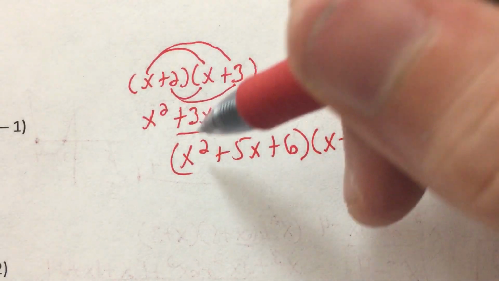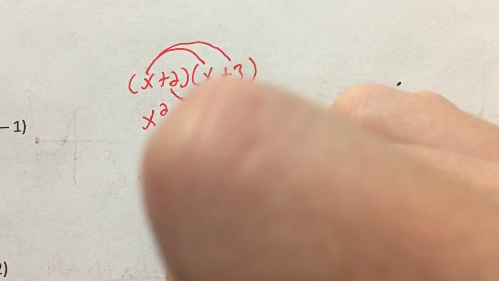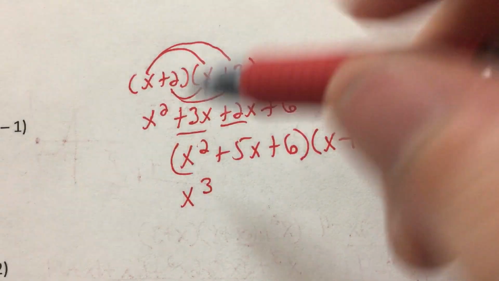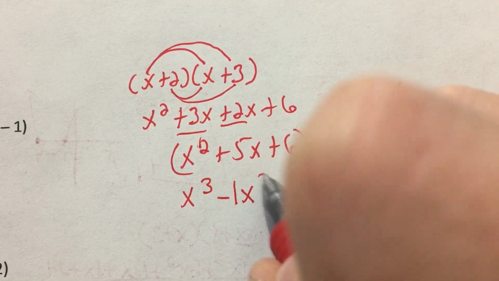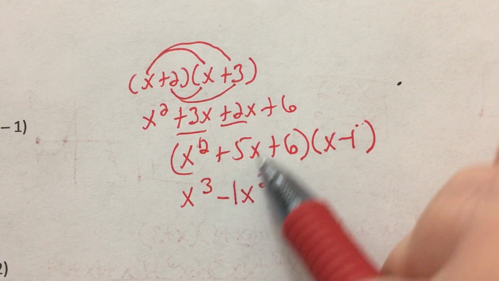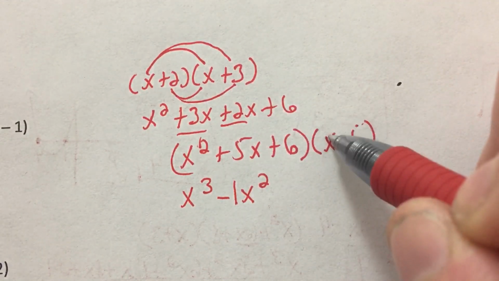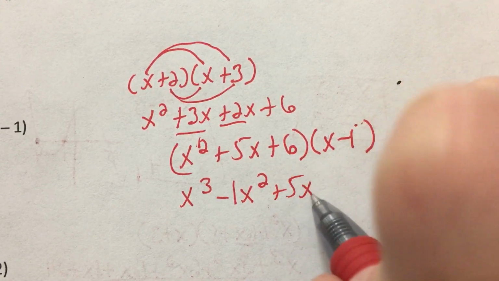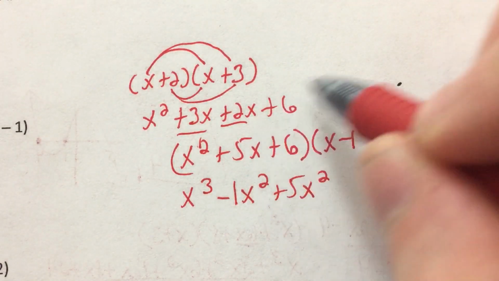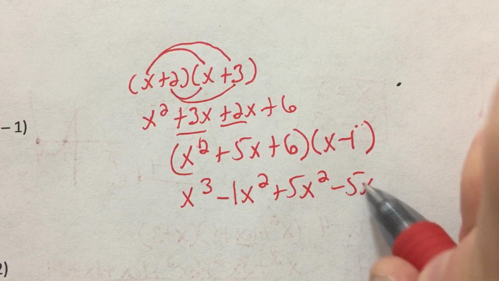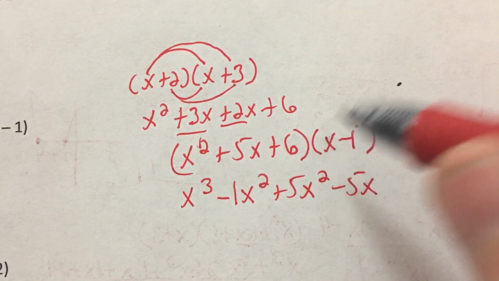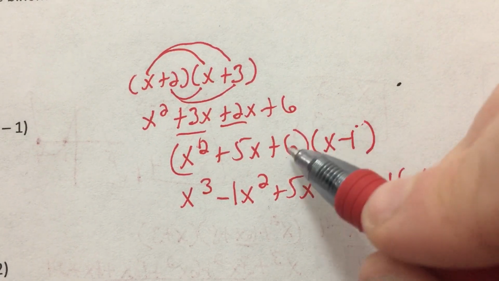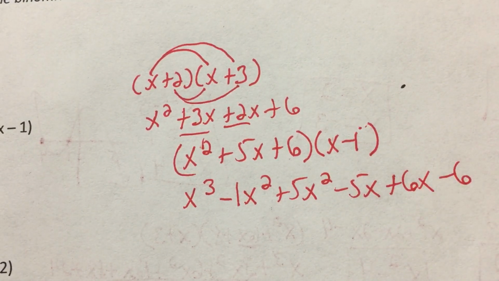go through this again. X squared times x, x to the third power. X squared times negative 1, negative 1x squared. Now it's 5x's turn. 5x times x is a positive 5x squared. 5x times negative 1 is negative 5x. Now positive 6 is going to go hit both. 6 times x is a positive 6x. 6 times negative 1 is a negative 6.